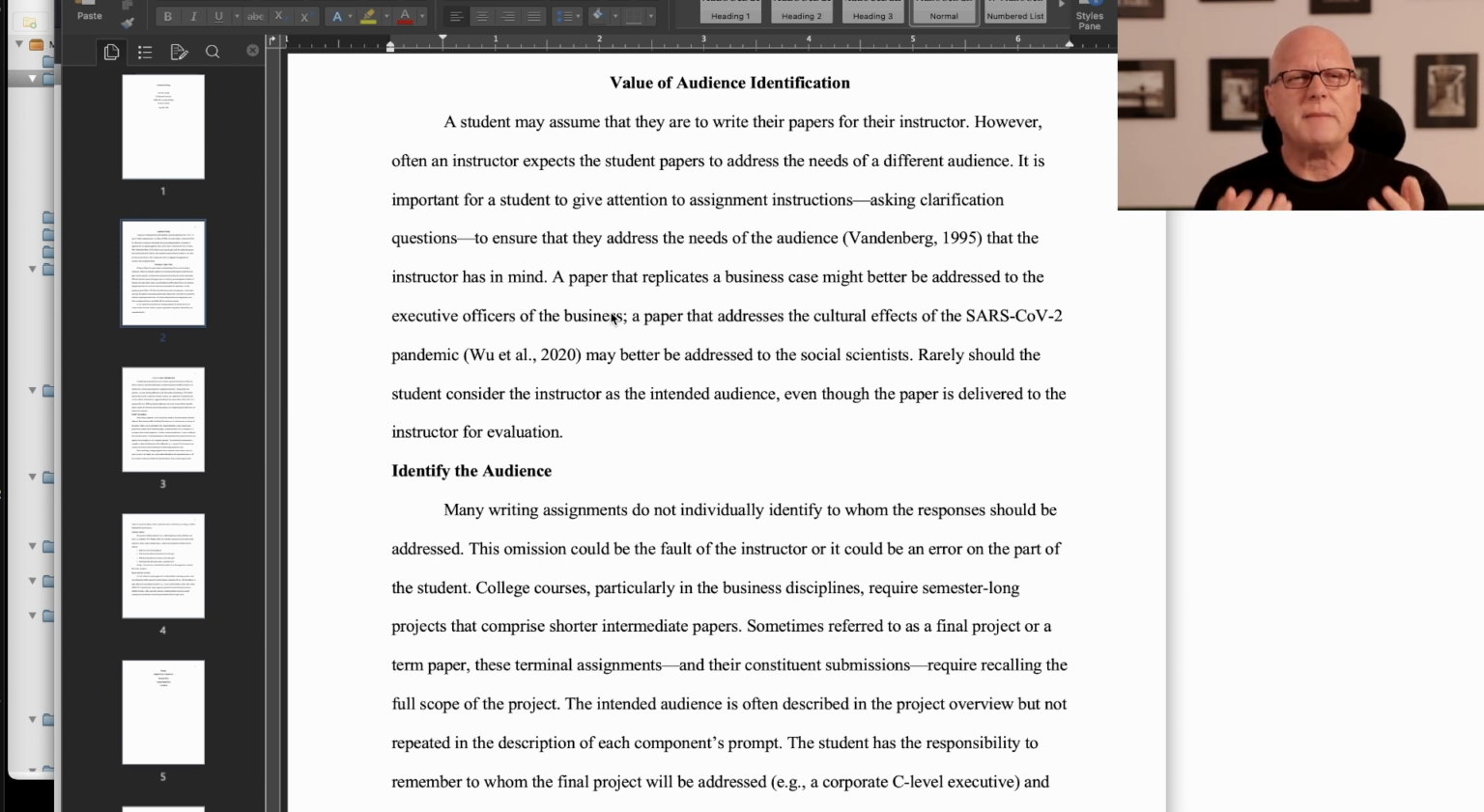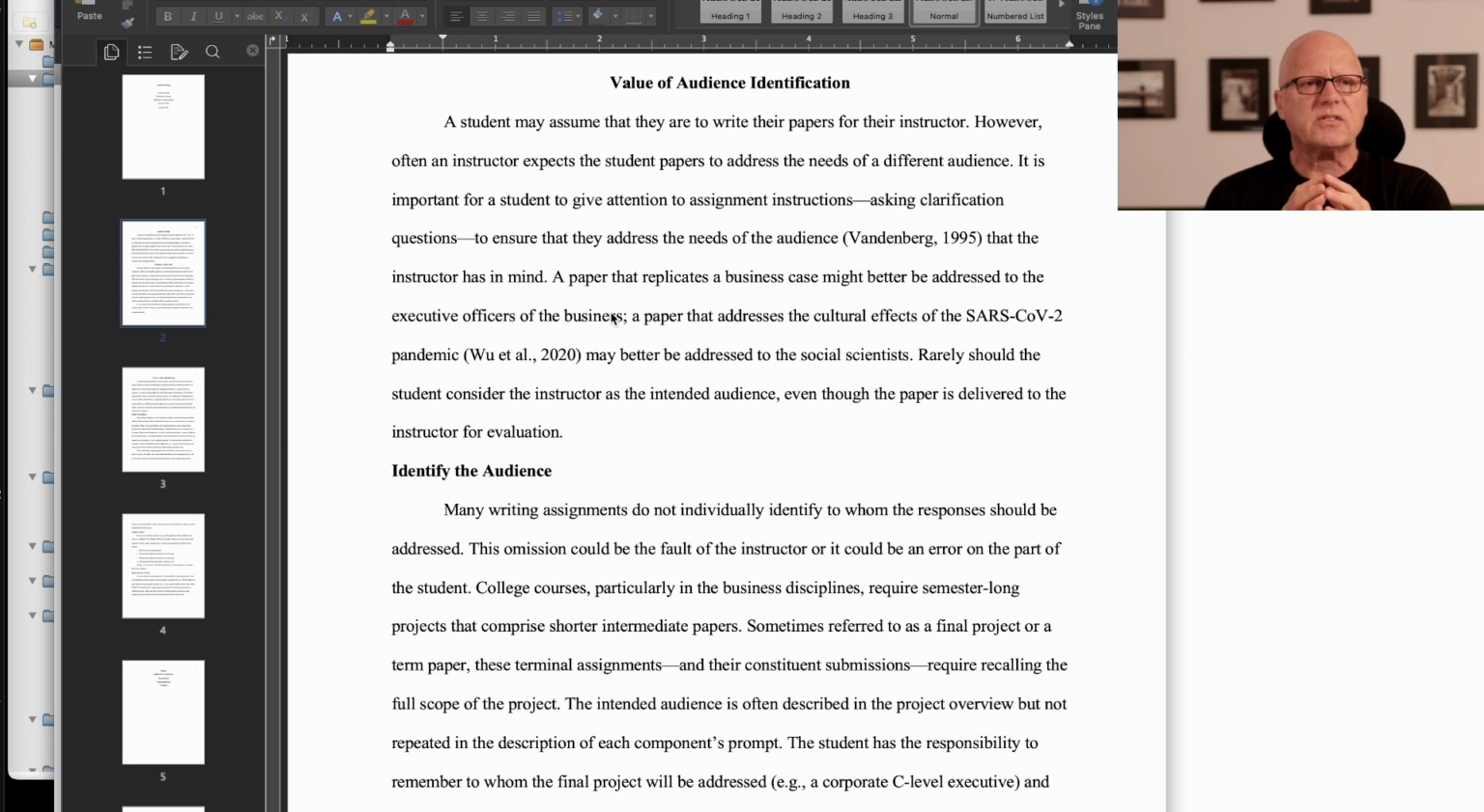The instructor then puts on the hat and pretends that they are the business person, and they are receiving this marketing plan from the student. A student in a social sciences or even a physical sciences class may be asked to write a paper on the social effects of the SARS-CoV-2 pandemic.